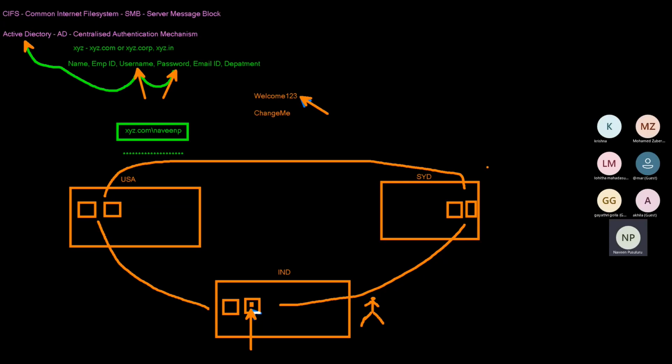Same thing. For example, if any new employee joins in Sydney and we create a user account, that information will again be distributed to other Active Directory servers in different locations as well. This is how Active Directory works. That is the reason I called it a centralized authentication mechanism. That means across the organization, the Active Directory user account and password will work. Any questions?